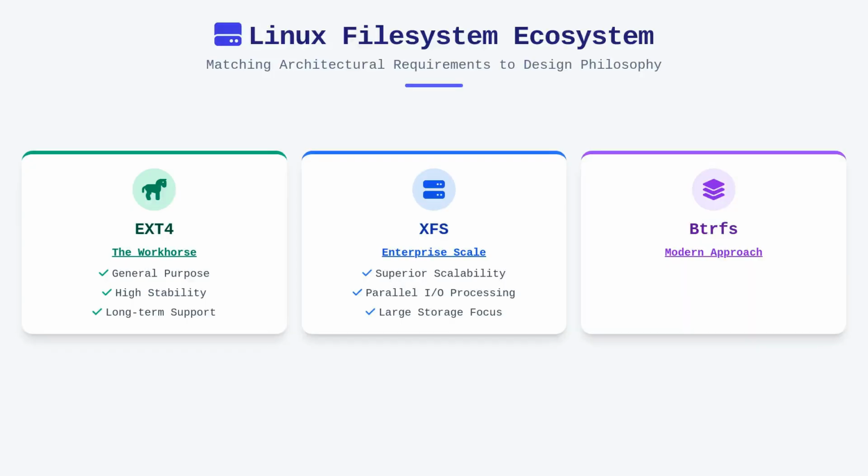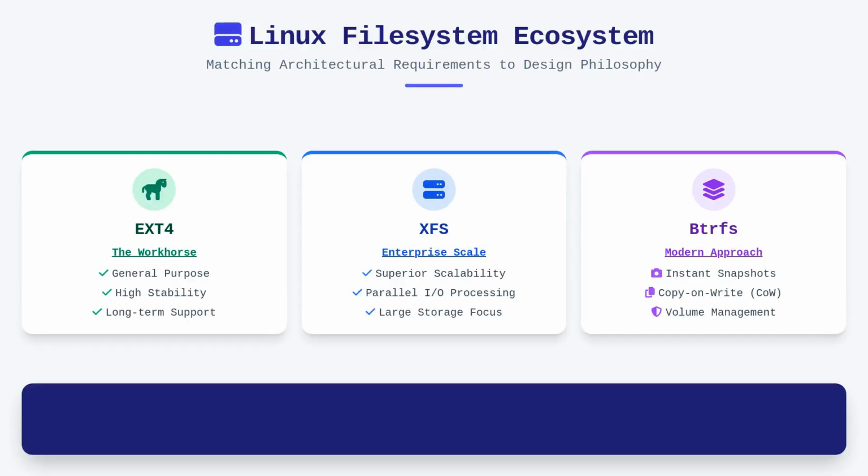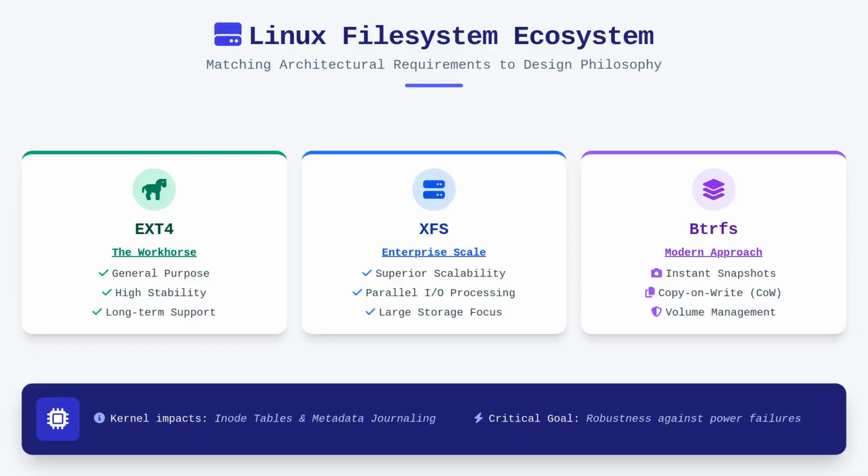Btrfs represents a more modern approach, focusing on advanced features like snapshots, copy-on-write functionality, and integrated volume management, which simplifies data protection. Choosing the correct file system is a matter of matching your architectural requirements to the specific design philosophy behind the implementation. You must understand these variations because the file system type determines how the kernel manages inode tables, metadata journaling, and the overall robustness against power failures.